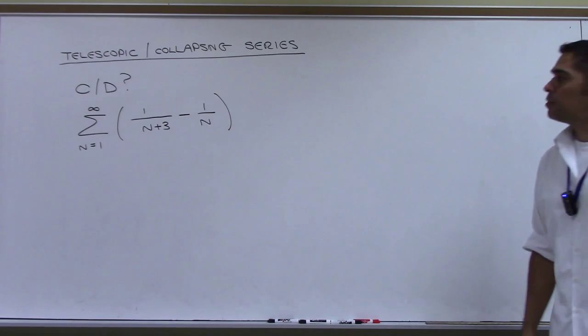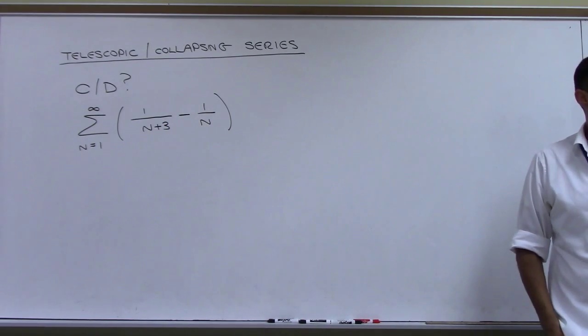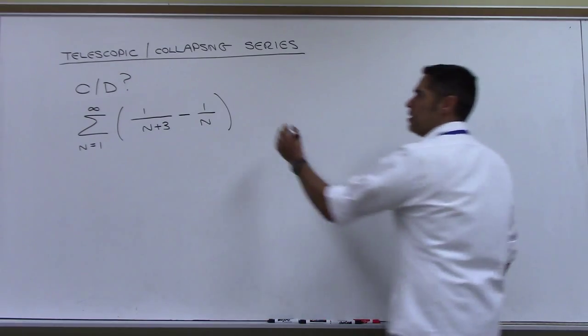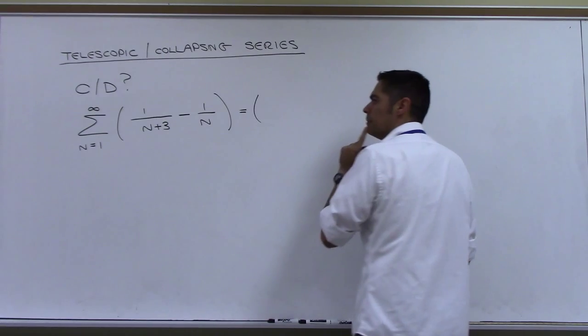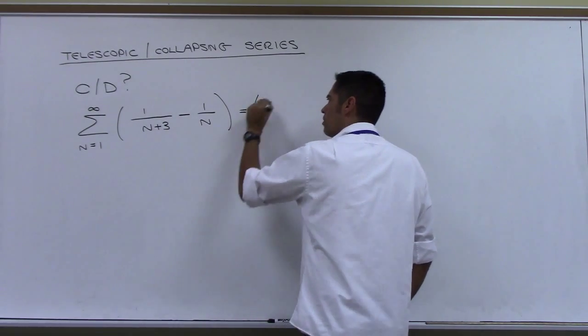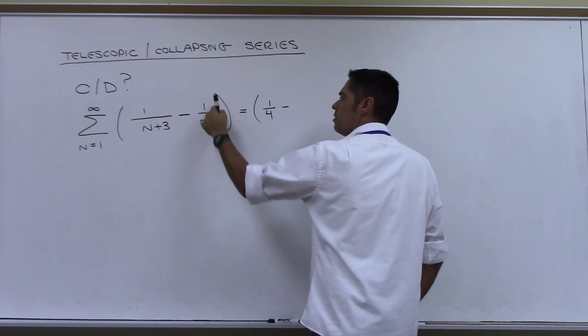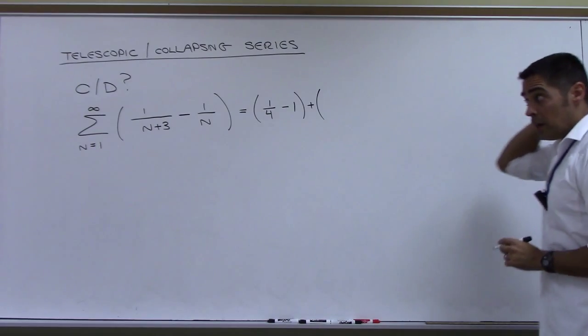So now, since we're kind of stuck, let's just write some of these things out, right? How about we do that? What is this? This is plug in 1. What do we get? 1 over 1 plus 3 is 4, so we get 1/4 minus 1, and then plus. Now we move on to 2, right? Plug in 2, we get what?